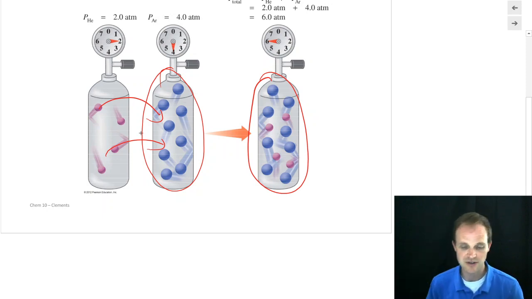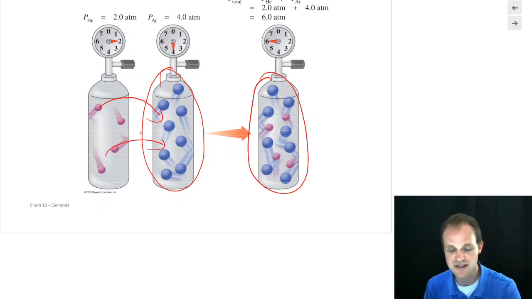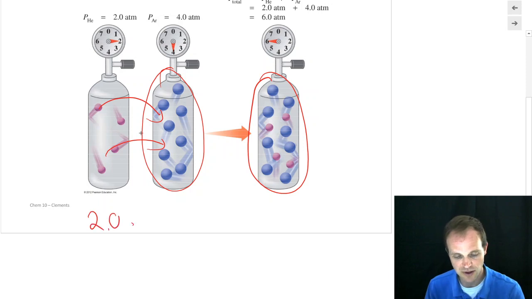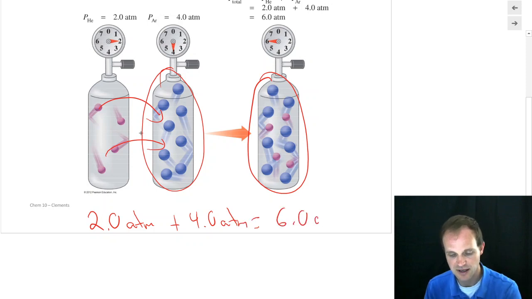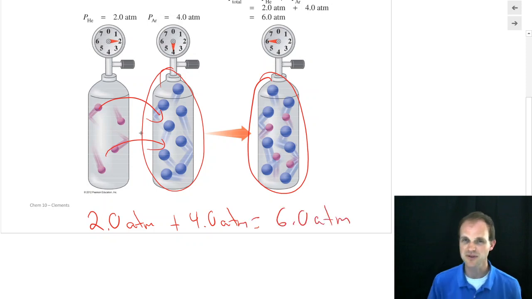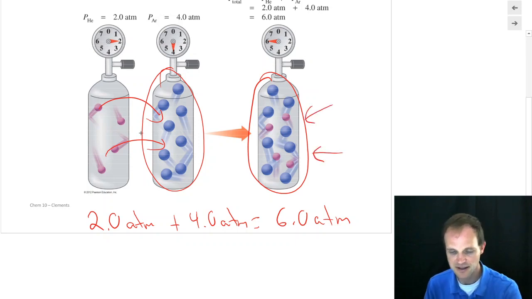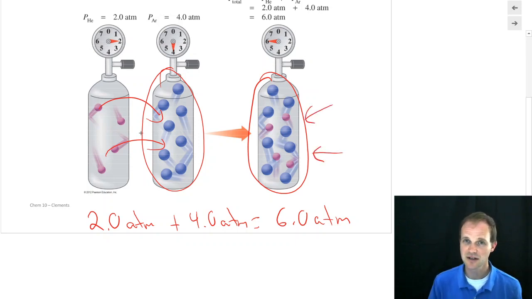We want to know what's the pressure inside. Well, it turns out the pressure is just the sum of the pressures. So if this one was 2.0 atmospheres of helium, and we had 4.0 atmospheres of argon, my total pressure is now 6.0 atmospheres, which makes a little sense, right? You add those gases together. But one thing we have to think about is, what's the pressure of helium in this container? Is it 6 atmospheres? Did we suddenly increase the pressure of helium by putting it into a container with something else? And it turns out the answer is no.